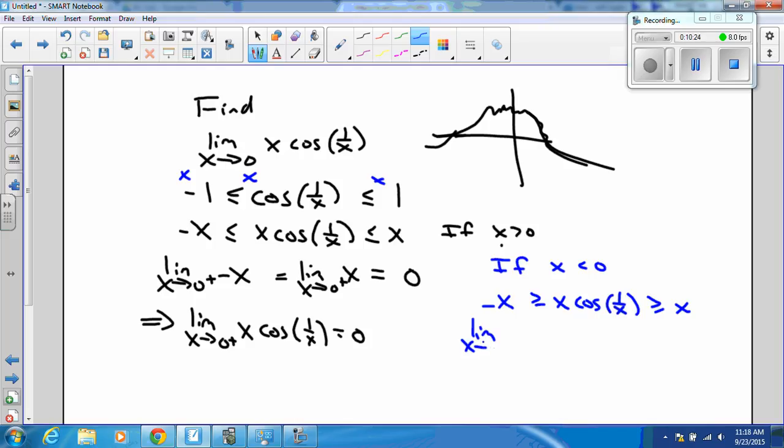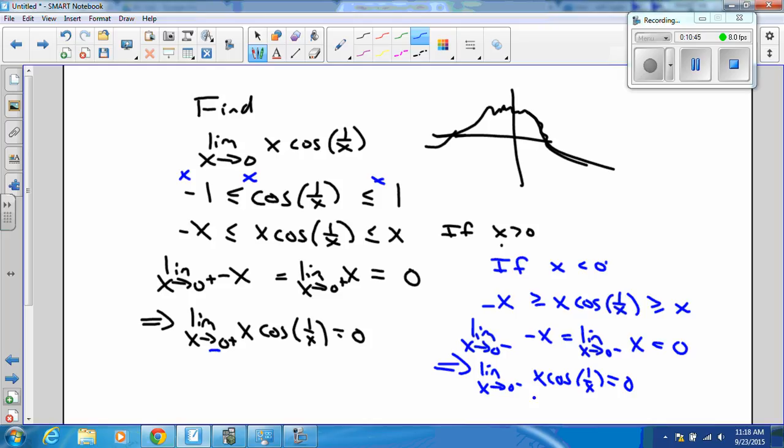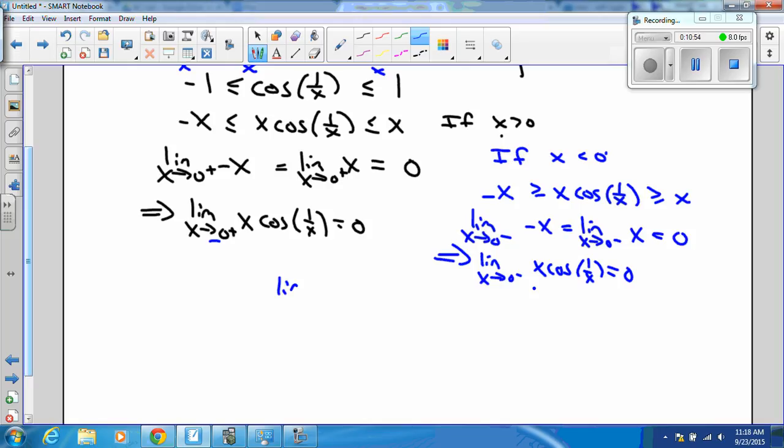And now the limit as x goes to 0 from the left, because x is less than 0, of negative x, is the same as the limit as x goes to 0 from the left of x, which is equal to 0. And therefore, the limit as x goes to 0 from the left of x cosine 1 over x must be 0 also. And since the limit from the right is 0, and the limit from the left is 0, what has to be true? The limit of the middle one. Yes, thank you. He's learning not to use the word it, because the word it is too vague.